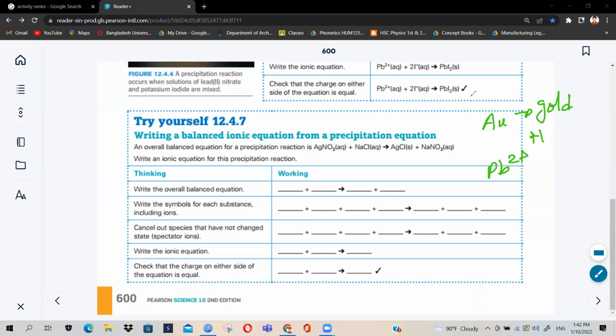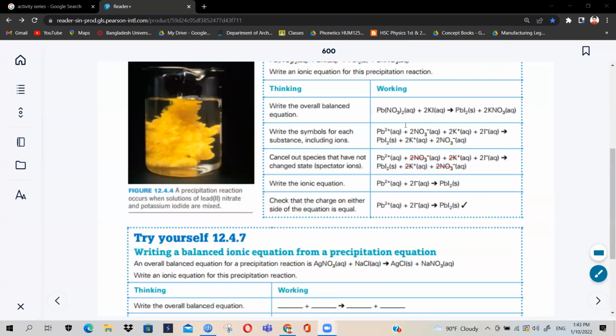Now tell me what should be the equation? Silver plus chloride -1 equals AgCl. Yes, that's it. Very, very easy.